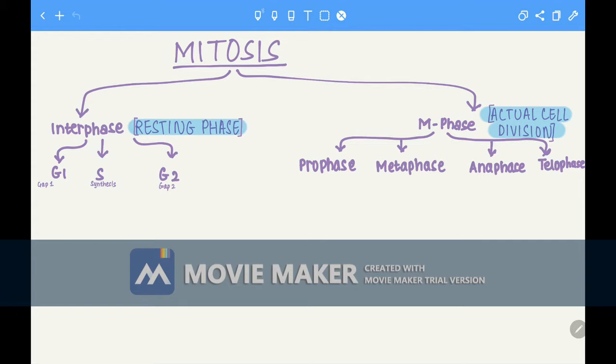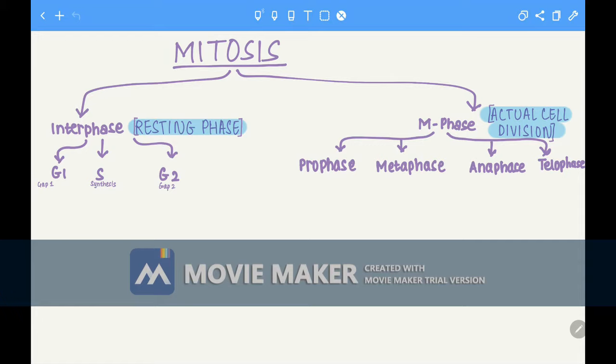Talking about the M phase, wherein the actual cell division occurs, the M phase is classified into 4 other stages: prophase, metaphase, anaphase and telophase. I have a story that helps us memorize mitosis entirely in an orderly manner. The story includes interphase as well as M phase. In this part of the video, we're just going to focus on interphase, commonly known as the resting phase. So let's look at a broad overview of interphase.